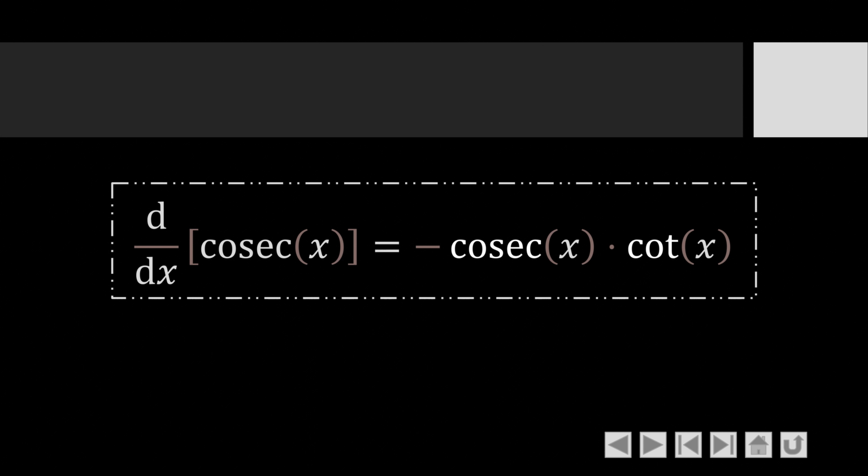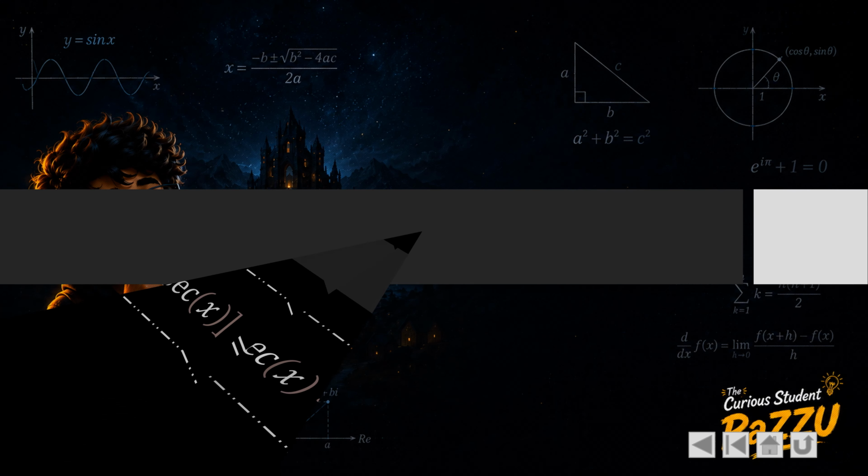The derivative of cosecant of x is negative cosecant of x times cotangent of x. That concludes our derivation from first principles.